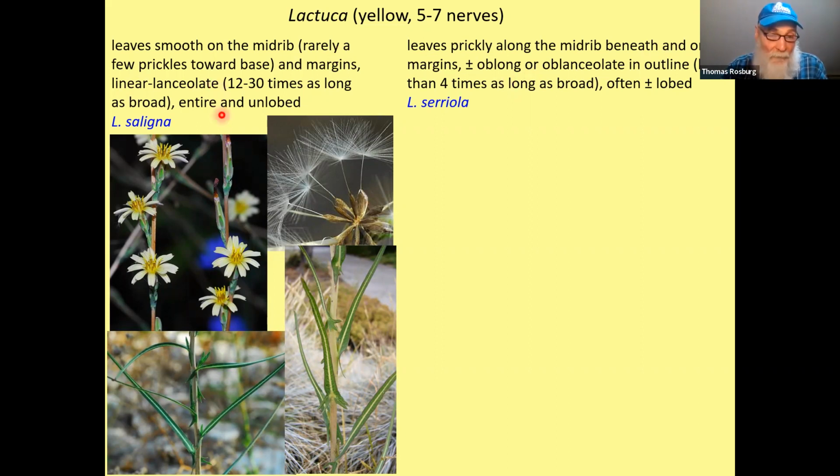But willow leaf lettuce is the common name for it, and it has very narrow leaves, as you can see right here. And I think its ligules are a little bit more pale yellow, basically. And that's what's used here to separate it, is the linear lanceolate leaves, 12 to 30 times as long as broad, not much lobing on any of them at all. No prickles really of any kind on the leaves.